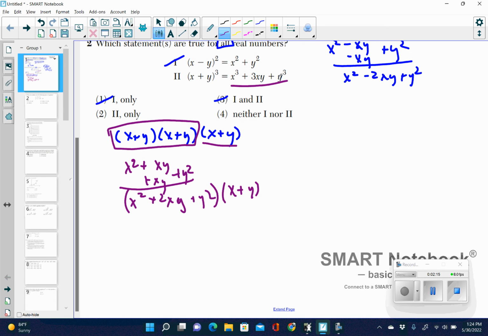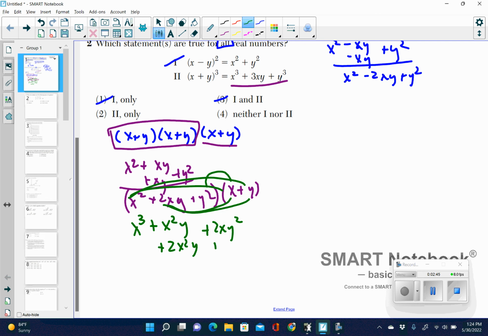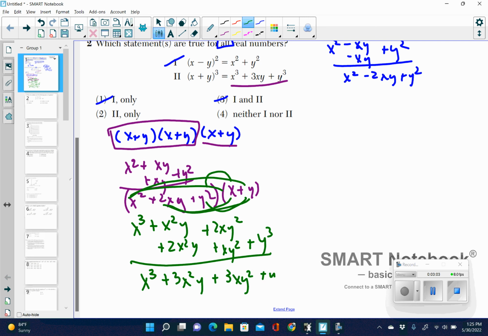We can already look at it and see this is not going to be the same, but let's just go ahead and do it. So x squared times x is going to be x to the third, x squared times y is going to be x squared y. We're going to multiply this right here. It's going to be 2x squared y. And then the final one that we're going to do is this one right here. So that's going to be plus 2xy squared. Then we're going to take y squared times x. That's another xy squared, plus the last one is y to the third power. And again, this does not equal what's there, but let's just go ahead and finish this off. x cubed plus 3x squared y plus 3xy squared plus y to the third. So neither 1 nor 2 are equal.